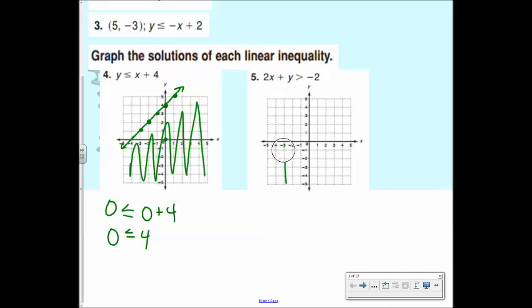So let's plug in 0, 0. What's 2 times 0, minus 3? All right, is 0 less than negative 3? No. So that means I don't color up here. Where do I color? Down there.